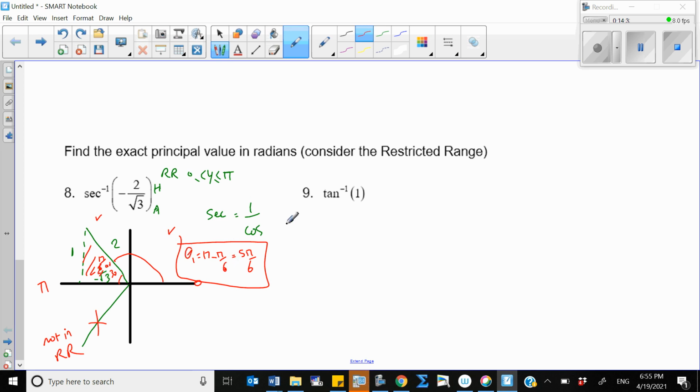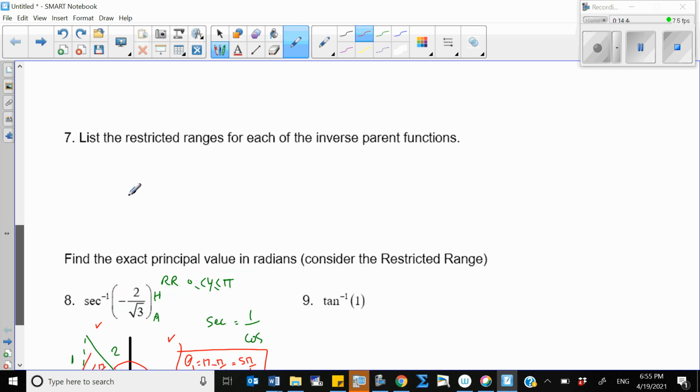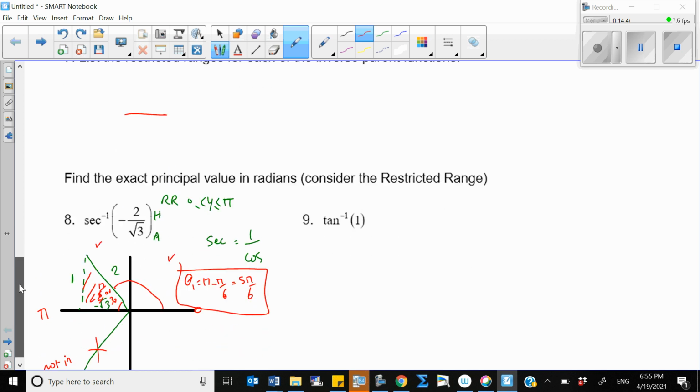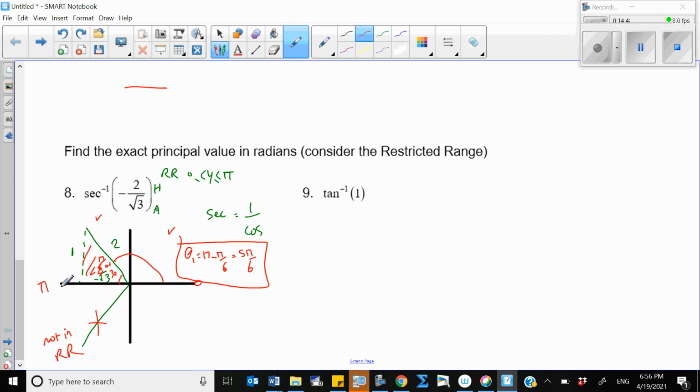So basically, there's nothing hard about this question. You just need to consider the restricted range that we have listed in the previous question over here, and then see which one you're going to accept and which one you don't.